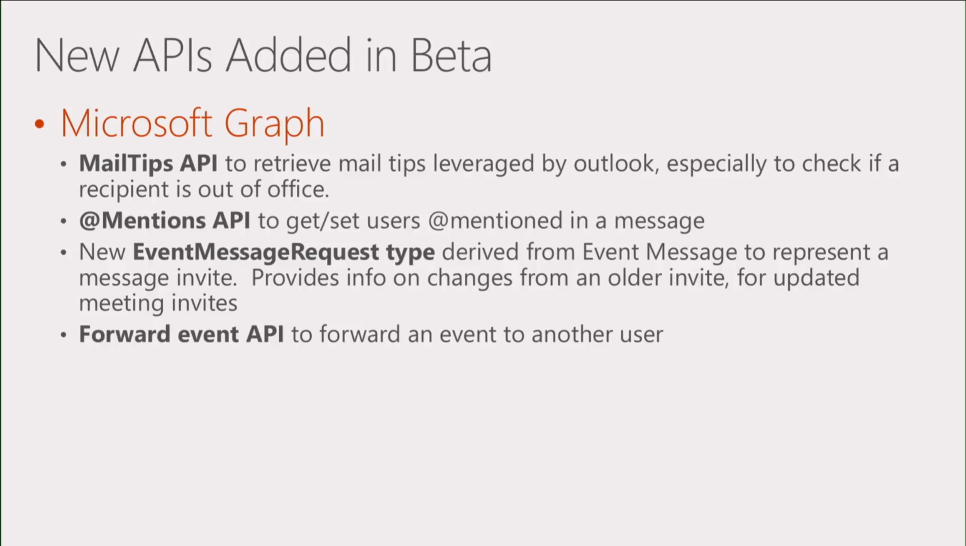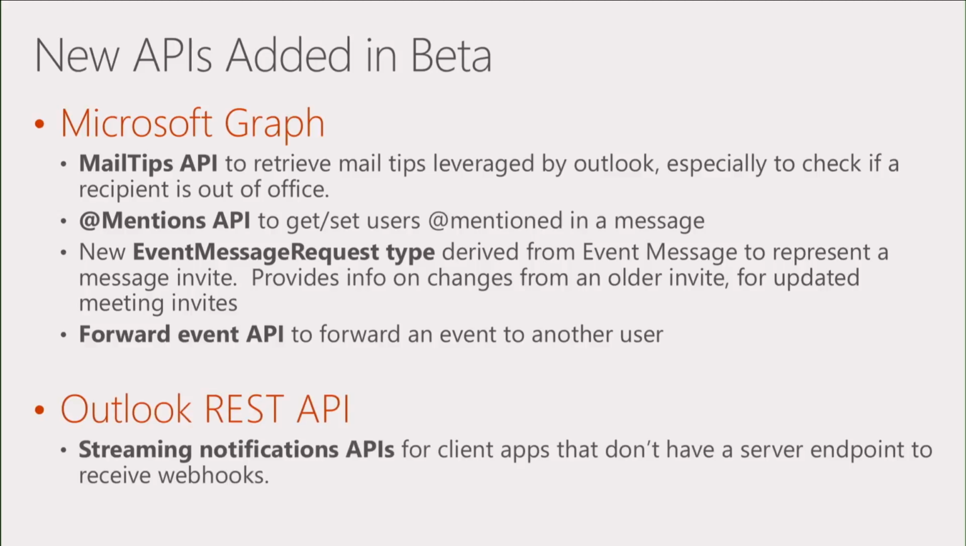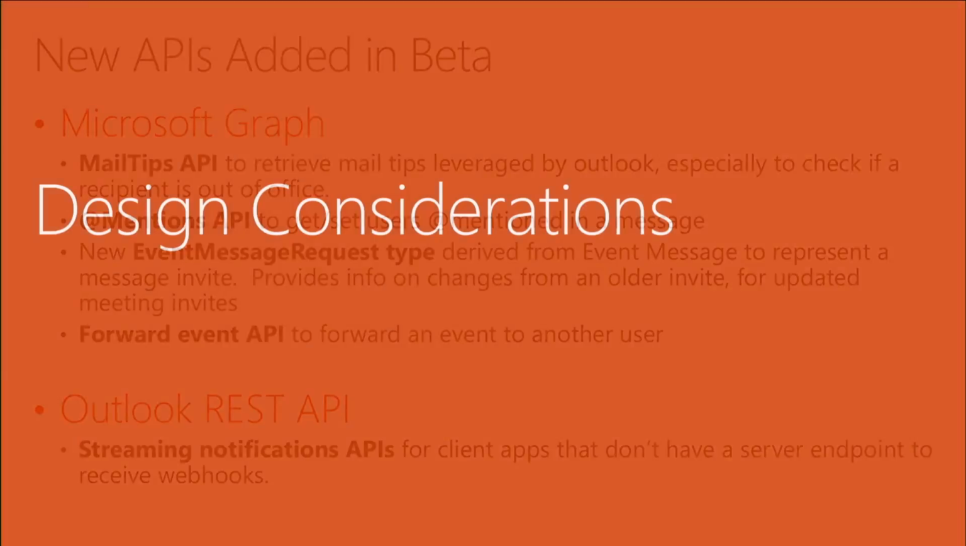So to help with all of that, there's a new class called event message request, forwarding an event, and I talked about streaming notifications. Streaming notifications are also very useful. We want to bring them, they're not yet available. Notifications are not yet available for hybrid, we're working to bring them. But streaming notifications is very useful because a lot of on-premises customers don't want to open up their Exchange server to initiate requests outside the firewall, but they're okay with the client issuing a request and waiting for responses. So we certainly want to support that.